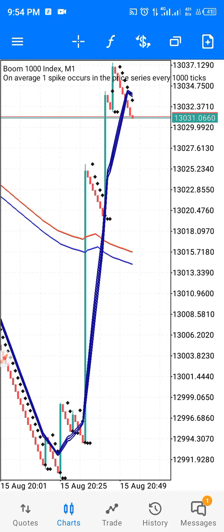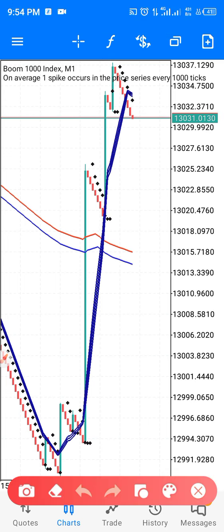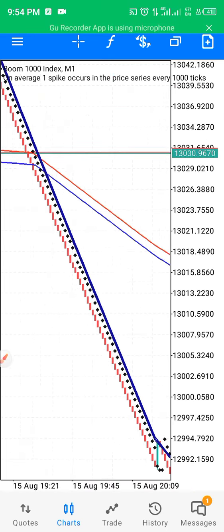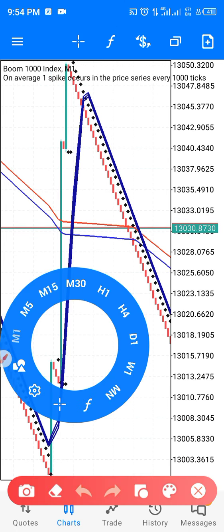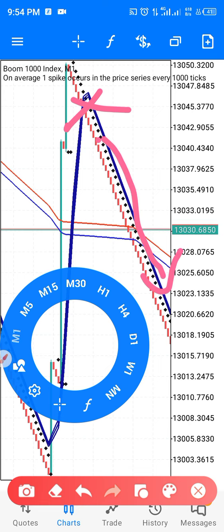Okay, so this is perfect for this particular Boom. What you are looking for is a cross. Okay, you can see this was a cross. The moment it crosses, we have more than 5 candles, even more than 20 candles of tick movement in this way. But remember, the strategy is for you to catch 5.